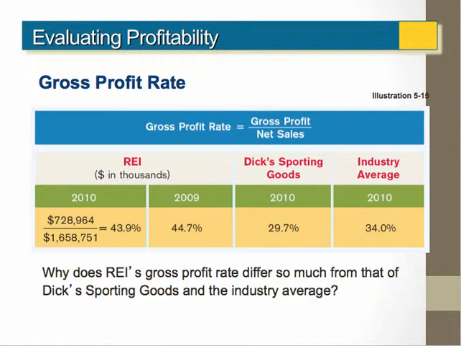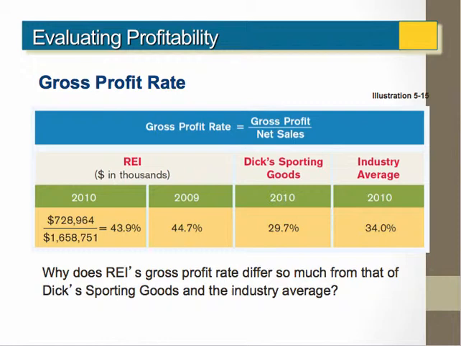Now the good part of this is that this then gives you an idea of how well the company is doing in making a profit on the sale of inventory. In this example here, REI, a sporting goods store, in 2010 has a gross profit rate of 43.9%. In other words, for every $1 of sale, they're making a profit of 43.9 cents.